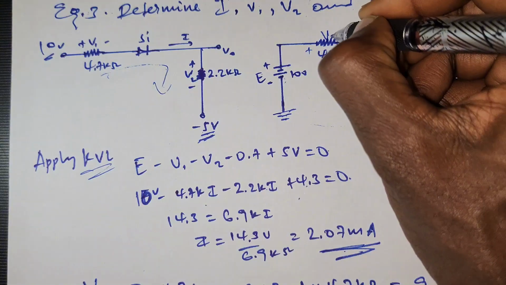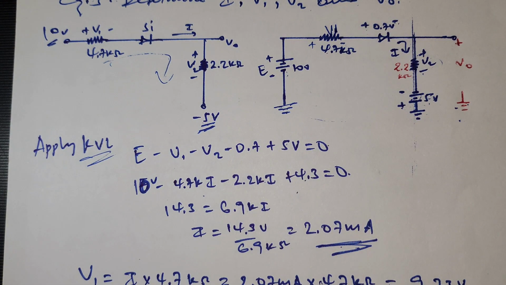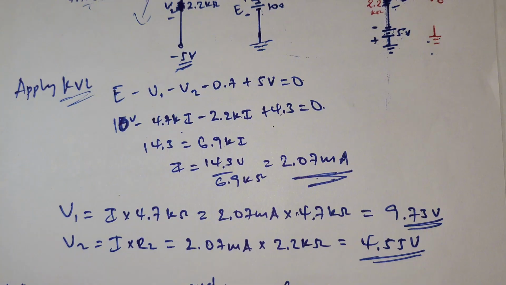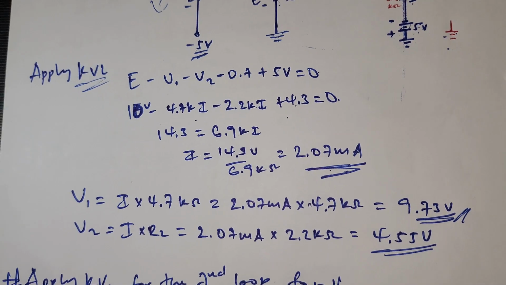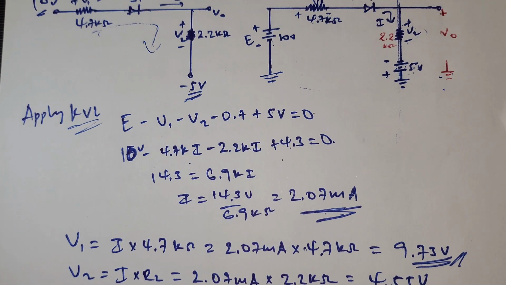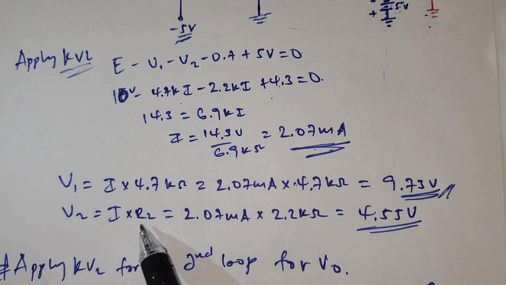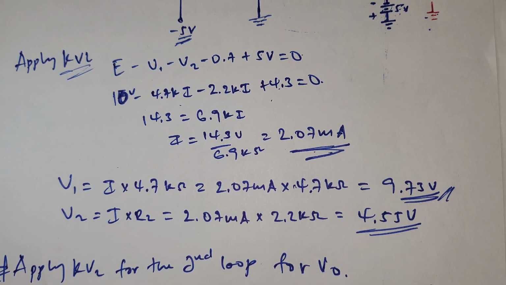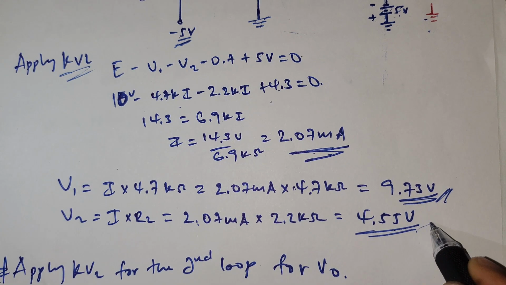Once we calculate I, V1 means I times 4.7K. V1 is the voltage across this element. V2 is the voltage across the second resistor. So V1 is I times 4.7 kilo ohm, which is equal to 9.73 volt. V2 is the voltage across the second resistor, which is equal to I times R2. I is calculated, so I times 2.2 kilo ohm, which is equal to 4.5 volt.